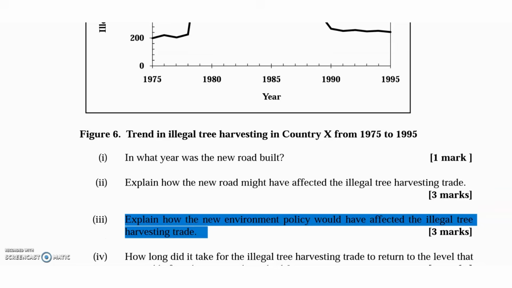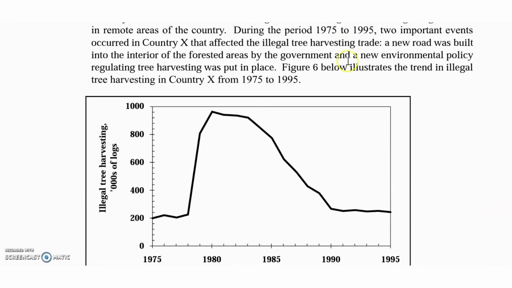Now, folks, going back into the graph, in terms of the new environmental policy regulating tree harvesting trade, you have to understand that it will actually reduce, to a very significant extent, the illegal tree harvesting. All right. And that is typically associated with this particular region here, which is roughly in the year 1980.